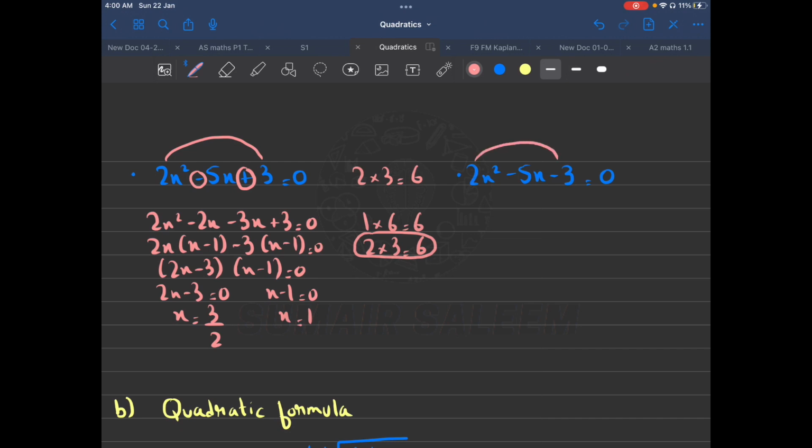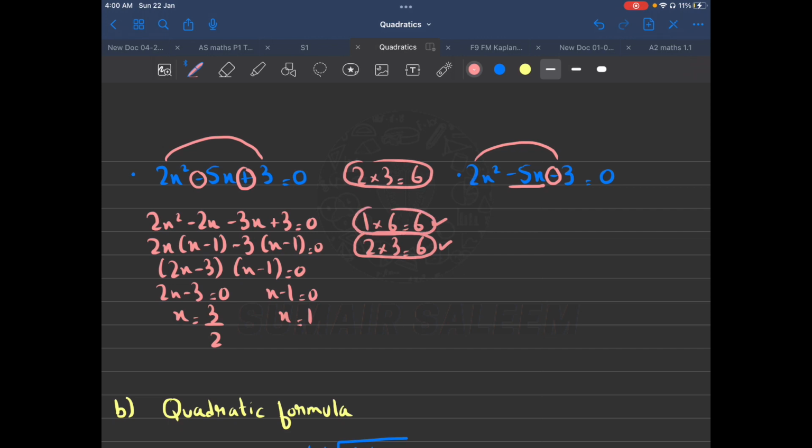2 threes is what? 6. What are the factors of 6? 1 6 is 6, 2 threes is 6. We need to make 5. But the sign before the constant is minus, which means use those factors which are subtracted and make 5. So I'm going to use 6 and 1.